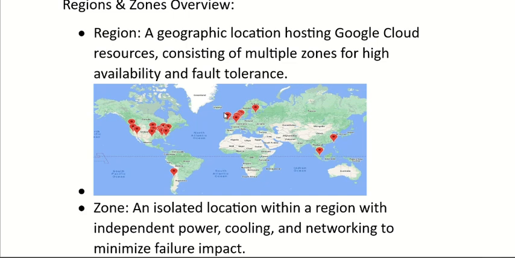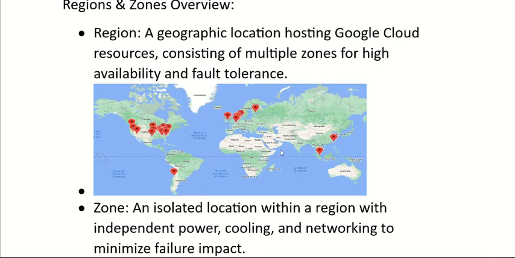Let's take an example now. Think of a region as a city and zones as neighborhoods. So even if one neighborhood loses power, the rest of the city stays active. This design ensures your apps are always running smoothly.